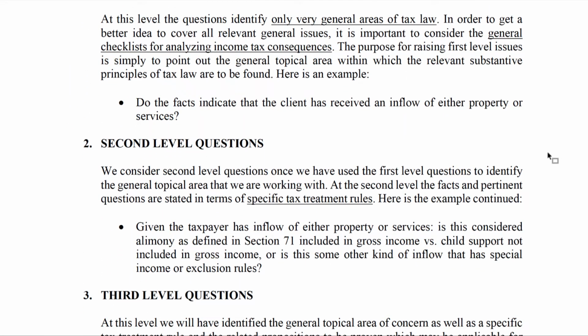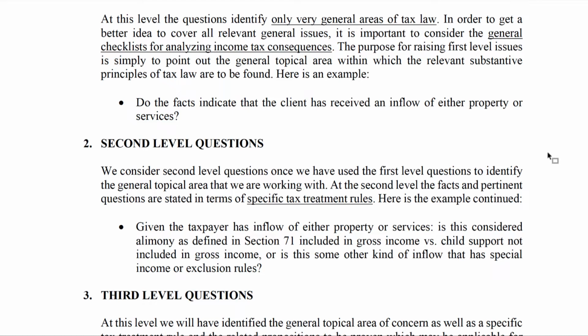The second level question then focuses on specific tax treatment rules. So we're going a little bit further down with respect to issue identification. So maybe there's some type of relationship with ex-spouses or ex-partners where there's payments between them. So given the taxpayer has an inflow, maybe our taxpayer in question is receiving some money from an ex-spouse or ex-partner. Given the taxpayer has an inflow of either property or services, is this considered alimony as defined in Section 71 of the Internal Revenue Code, included in gross income, versus child support not included in gross income? Or is this some kind of other inflow that has some special income or exclusion?